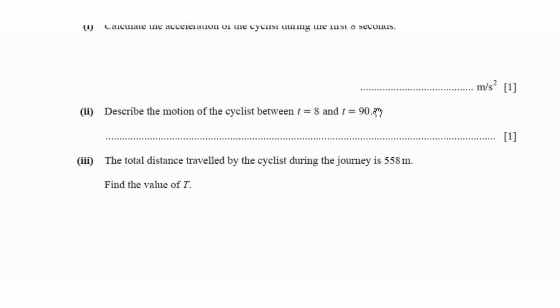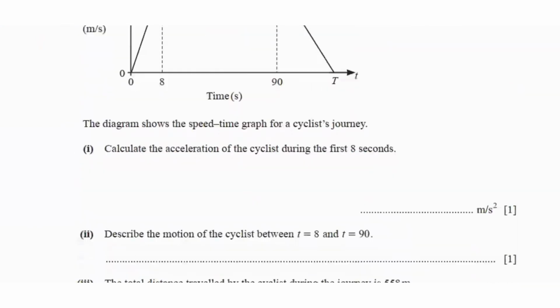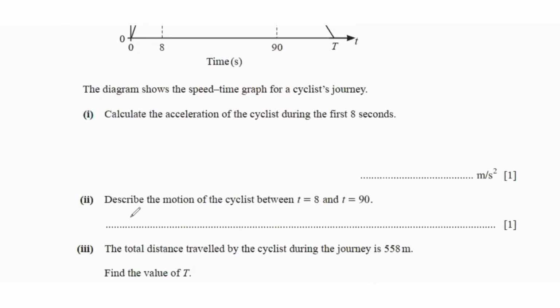Describe the motion of the cyclist between t equals 8 and t equals 90. It's going to be constant speed, because the graph is straight and horizontal. It is moving at the same speed of 6 meters per second, so it's constant speed.